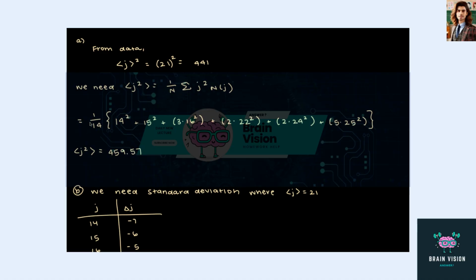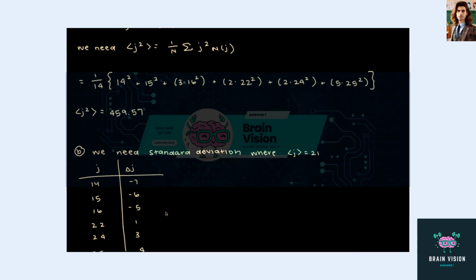So this is going to be equal to 1 over 14 times this entire quantity: 14 squared plus 15 squared plus 3 times 16 squared plus 2 times 22 squared plus 2 times 24 squared plus 5 times 25 squared. Now all you have to do is plug that into a calculator and we're going to find that our j squared average is 459.57.